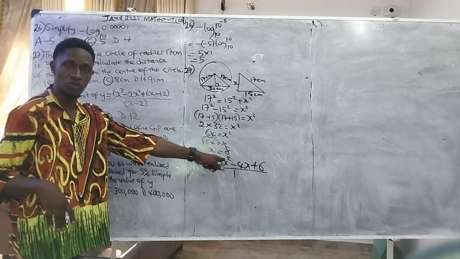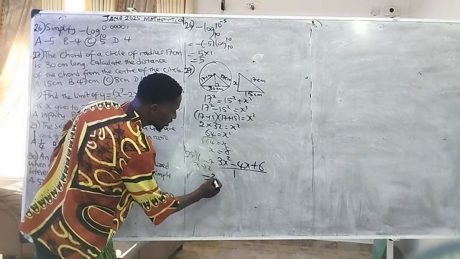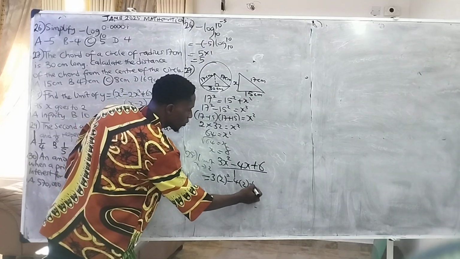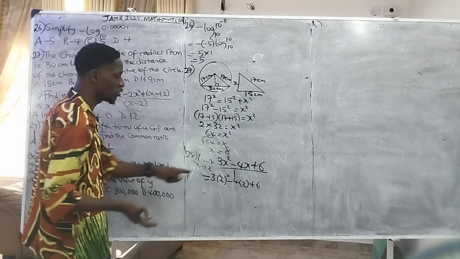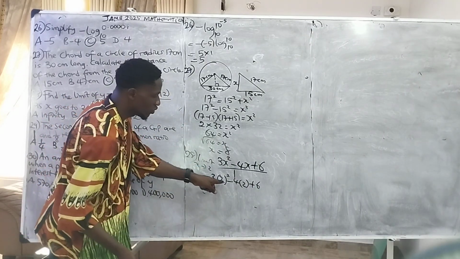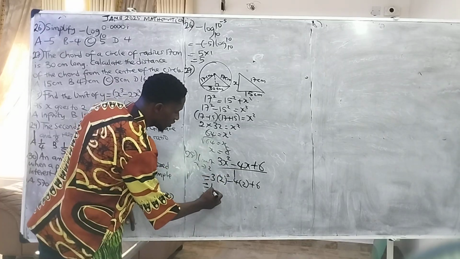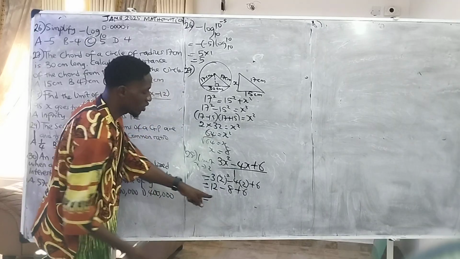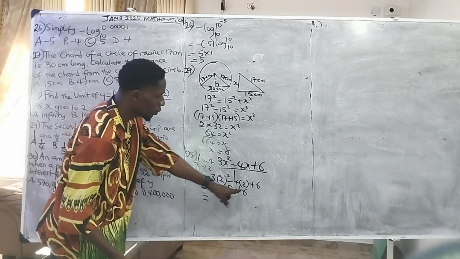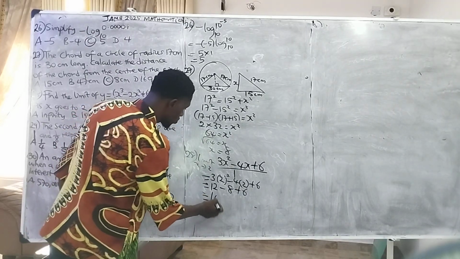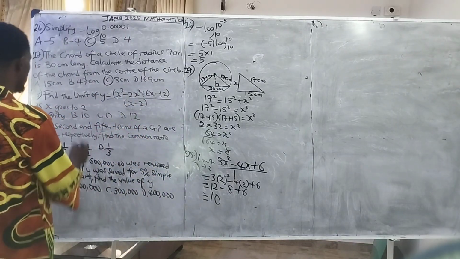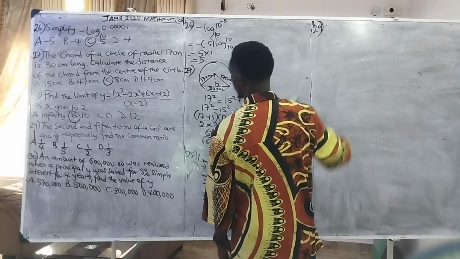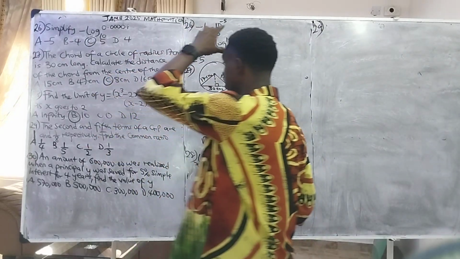So let's put the value of x there. So we have 3 brackets 2 raised to the power of 2 minus 4 brackets 2 plus 6. Anywhere you see x, you replace it with 2. So we have 2 squared is 4. 4 times 3 is 12. Minus 4 times 2 is 8, plus 6. 12 minus 8 is 4. 4 plus 6 should give you 10. So 10 is the answer, B. Number 29. We have the second and fifth term of a GP.